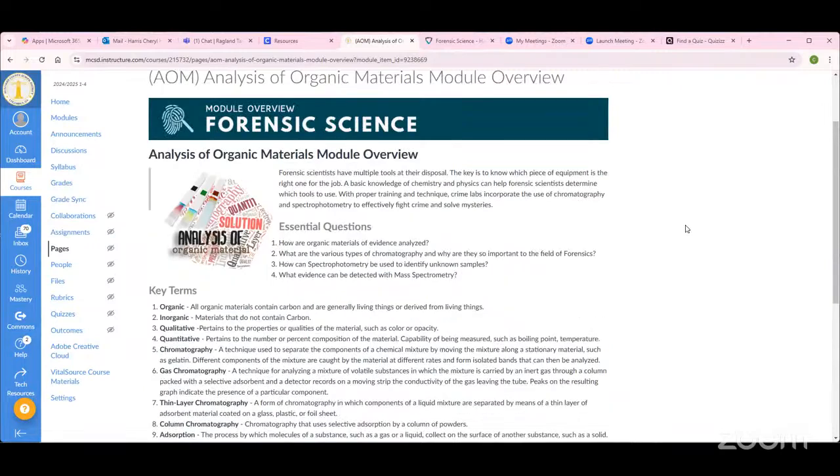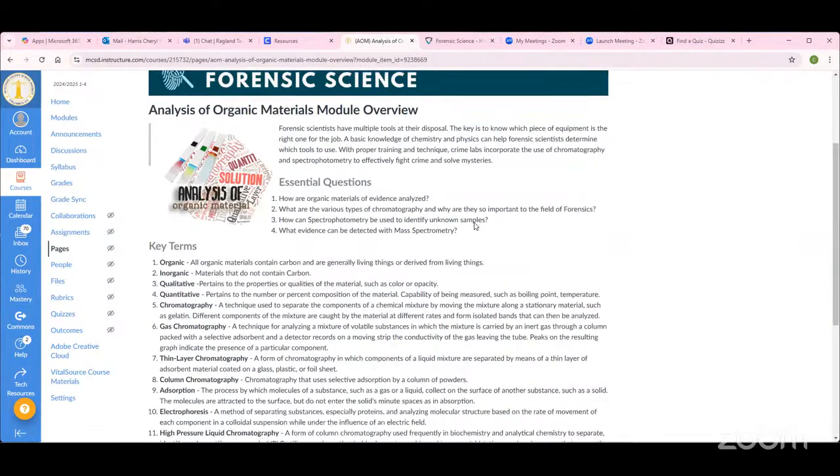part of your review should be, and if you haven't written those 4 questions down, write those 4 questions down and be able to answer them. Okay? Know the answer to these 4 questions. Again, how are organic materials evidence to be analyzed?